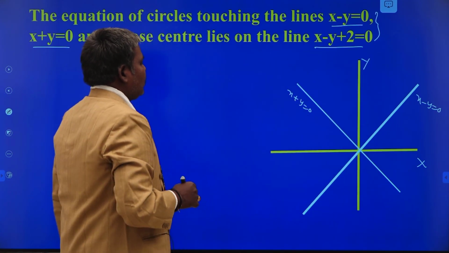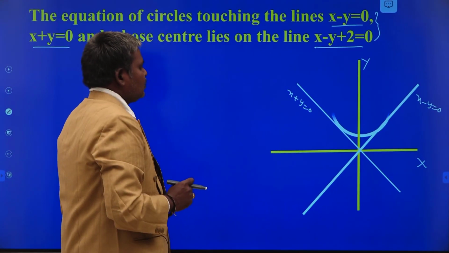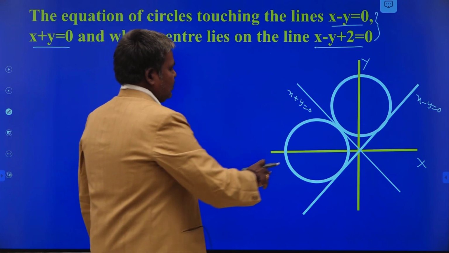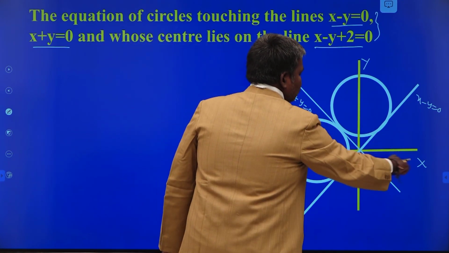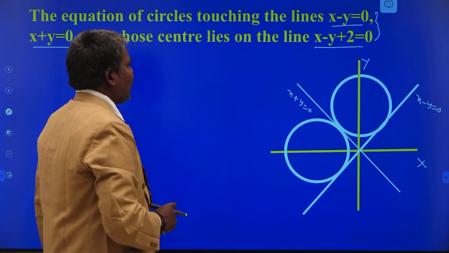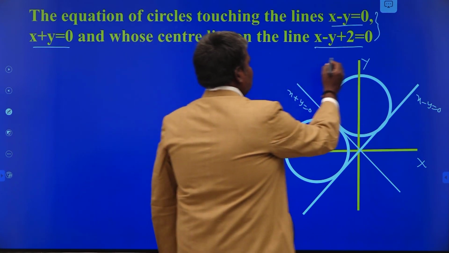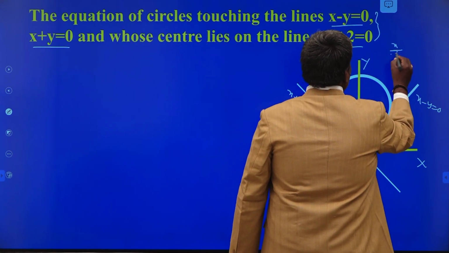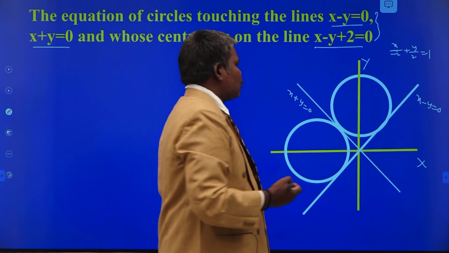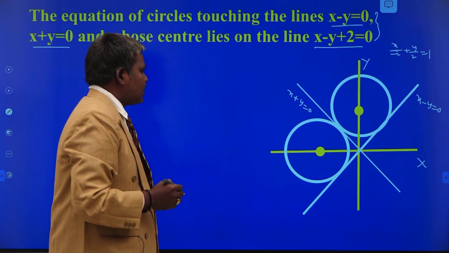Now we have to find the equation of the circle touching these two lines. The possible circles are in this manner. These are the two circles. There also exist two circles on the other side, but there is another condition. What is the condition? Its center lies on the line x minus y plus 2 equal to 0. If you write it in intercept form, x by minus 2 plus y by 2 is equal to 1. The x-intercept is minus 2, the y-intercept is 2. This is the line. These are the centers of the required circles.